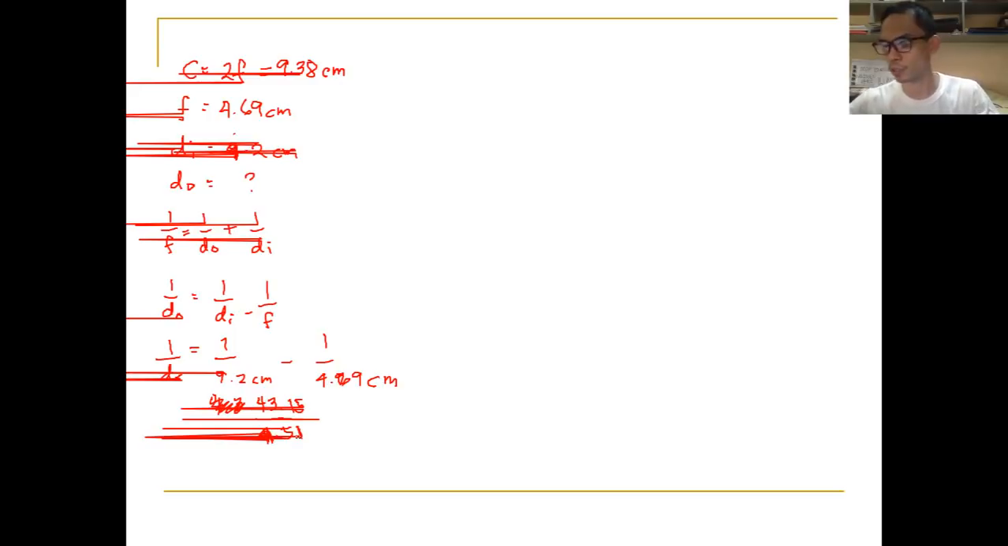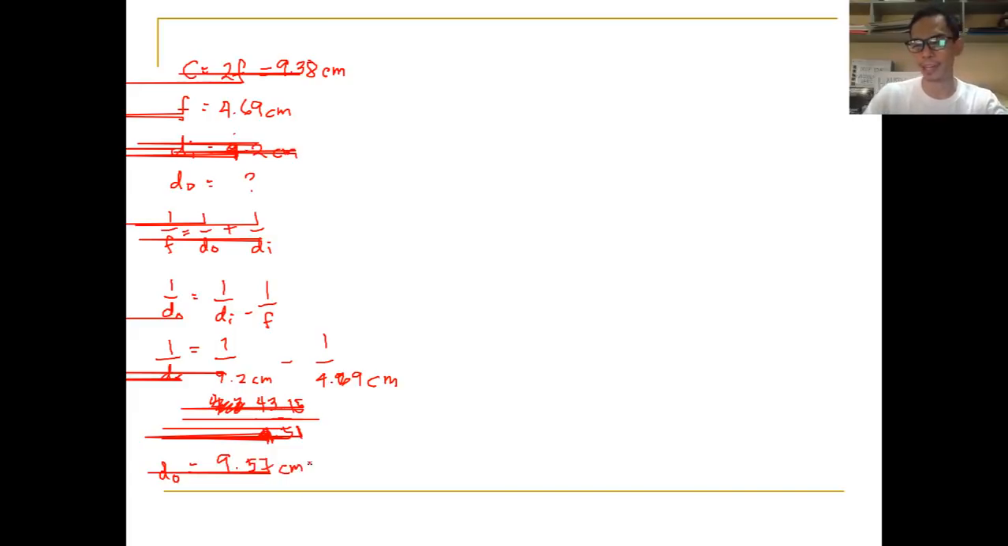That is 4.51. My drawing pad is suddenly not working correctly. Now let's find d sub o. The d sub o will be 43.15 over 4.51, so the answer is 9.57 cm. So what does it mean?